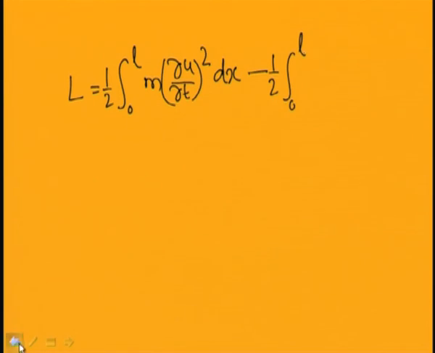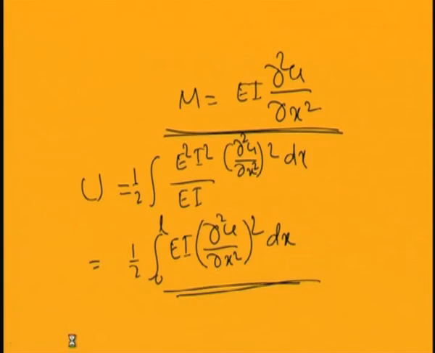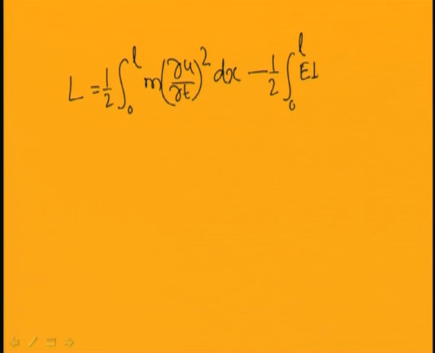So, this is equal to E I (del squared u by del t squared) whole squared into dx. So, this is the Lagrangian of the system. Now, by taking this Lagrangian of the system, when we are studying the free vibration, we can take the work done or virtual work done equal to 0.